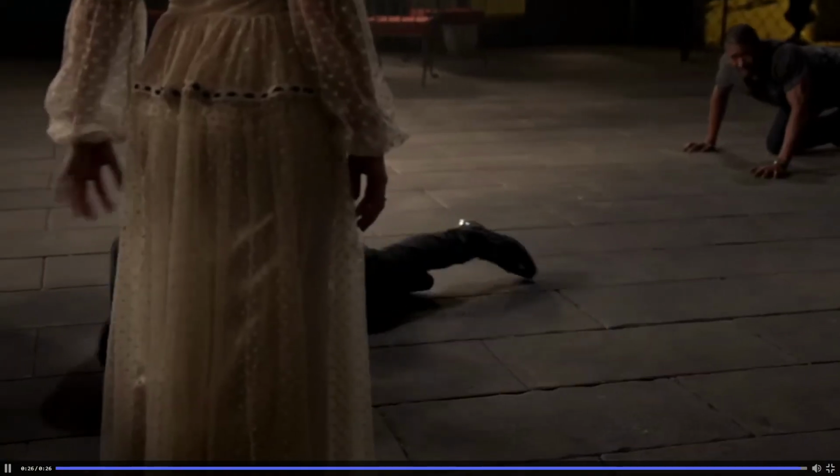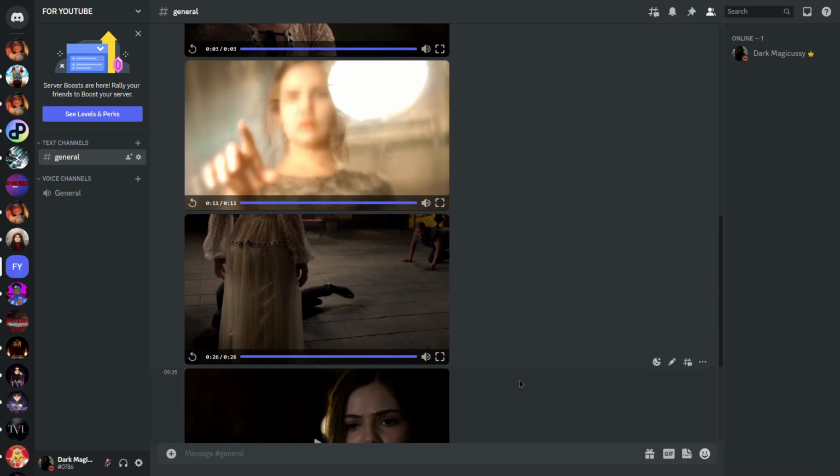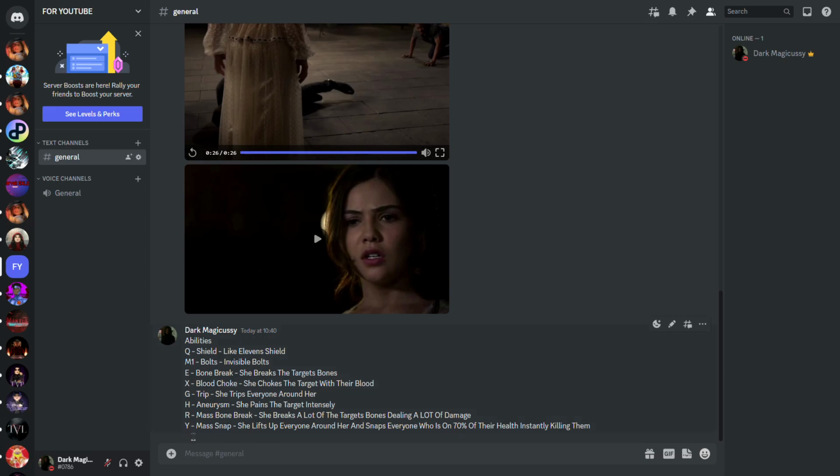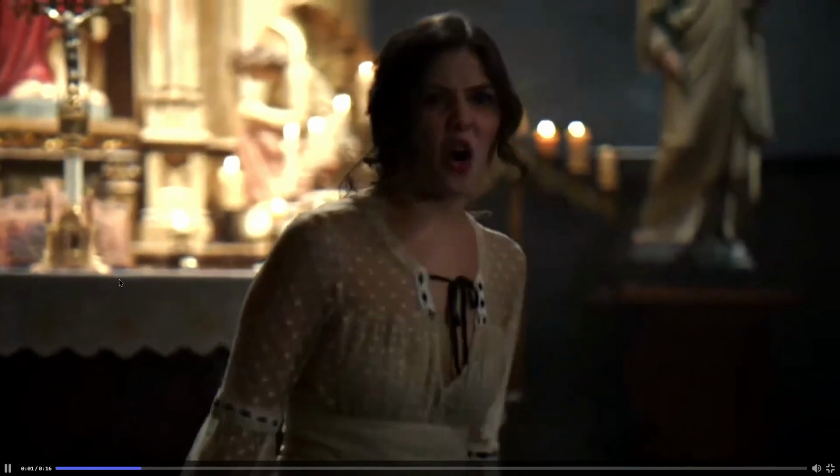That's enough of you. Then she pushes them away. Next is Y, a mass snap. She lifts up everyone around her and snaps everyone who is below 70% of their health, instantly killing them.